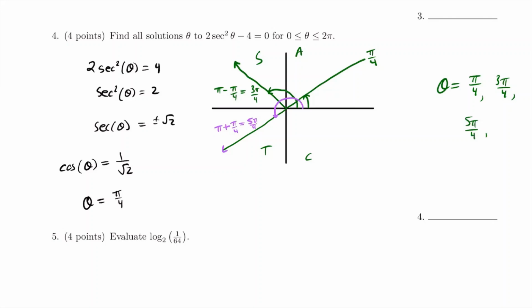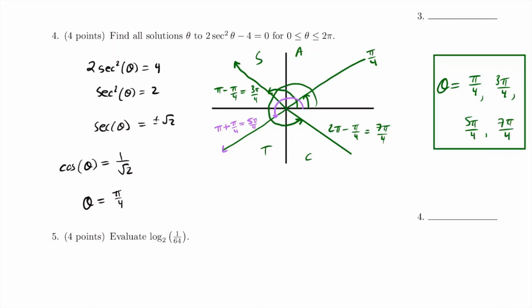And the last one will be in the fourth quadrant. So you get a solution in every quadrant. This one is right here, and this would be 2 pi minus pi/4, and that would be 7 pi/4. So our 4 solutions to this particular value, square root of 2 and negative square root of 2, are this set of angles. As you can see, these two give you the positive square root of 2 for secant, and these two quadrants give you the negative square root of 2.